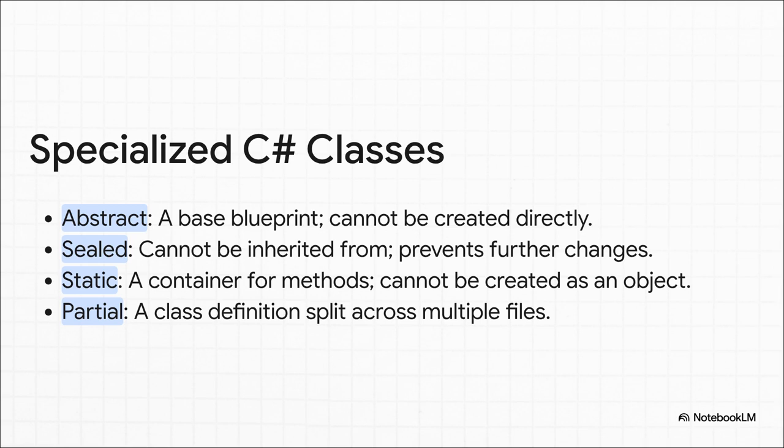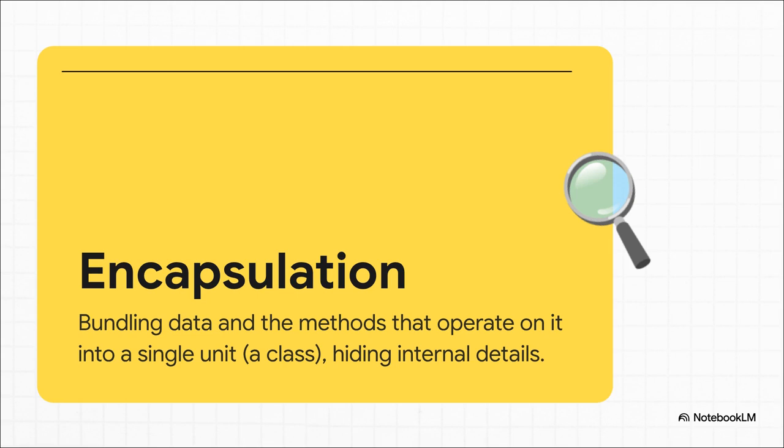And a partial class just lets you split a really big blueprint across a few files to keep everything nice and organized. Now for a really core principle, encapsulation. This is all about bundling your data and the functions that work with that data into one neat little package, a class. Think of it like a secure room. All the important stuff is kept inside, hidden away. The only way to interact with it is through a single public door that you control. This protects your data from accidental changes and keeps your code so much cleaner.